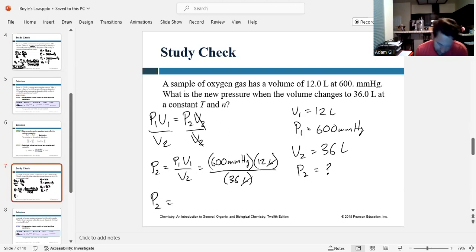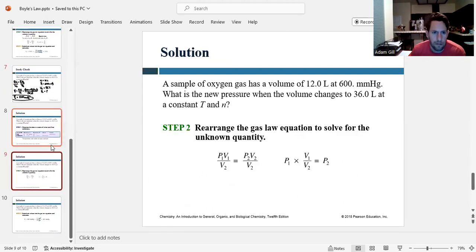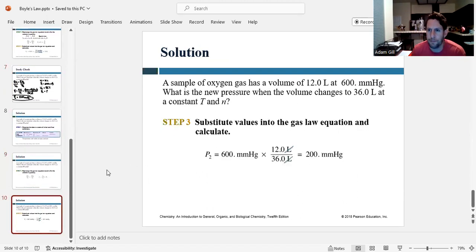So P2 is equal to 600 times 12 divided by 36. And that will be 200 millimeters of mercury. And it looks like we did it right.